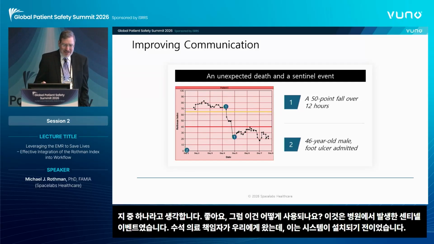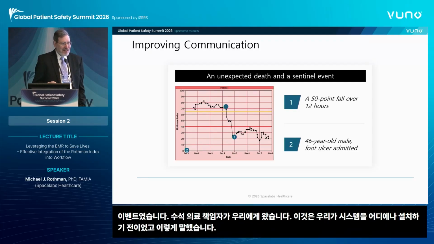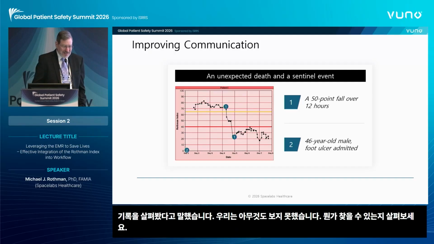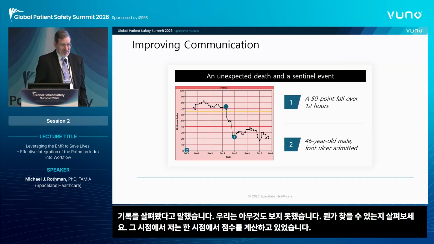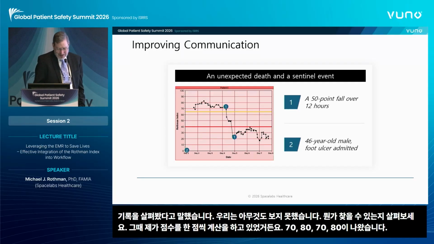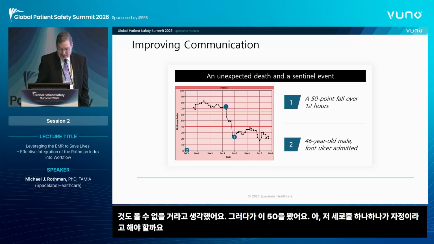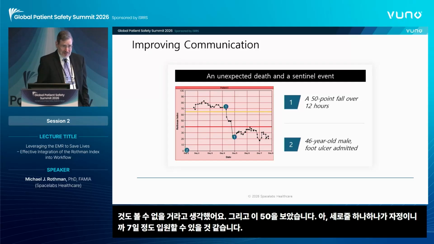At that point, I was calculating the score 1 point at a time. And I got 70, 80, 78. I thought, well, I'm not going to see anything either. And then I saw this 50. I should say, each one of those vertical lines is midnight, so you're looking at about 7 days of patient stay. We saw this 50-point drop, this huge signal. By the way, this was a 46-year-old male admitted by a podiatrist with a foot ulcer.